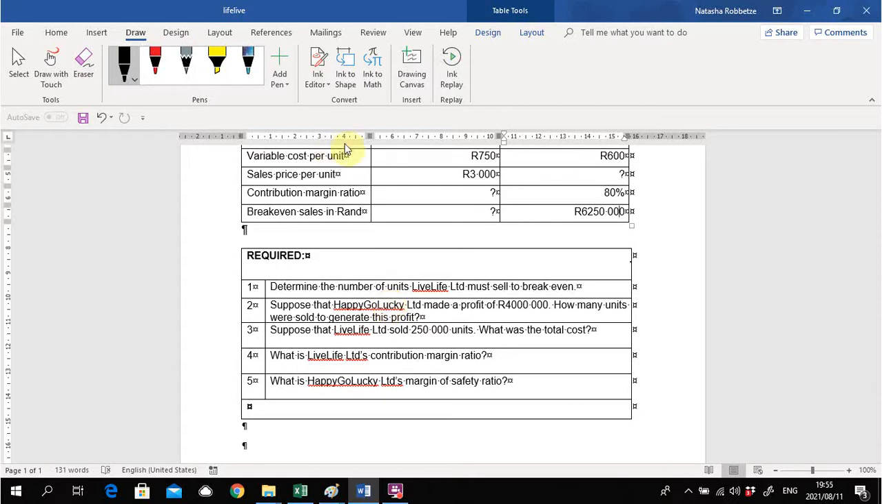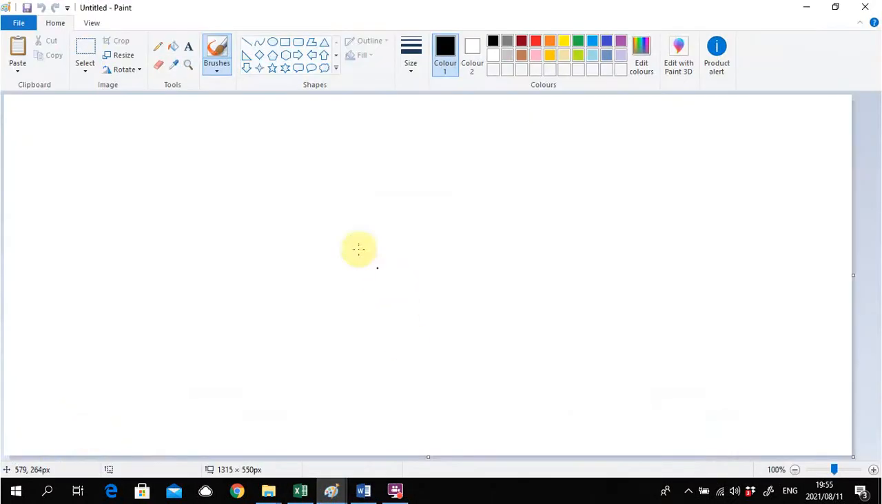So this is what we need to calculate, and I'm just going to do these calculations by hand. I find that the mathematics is a bit easier when it's written by hand. It might be more difficult to interpret when one has to type it on Excel. However, I am going to provide a typed solution in Excel. Right, so I'm just going to open Paint, and we need to do required number 1.